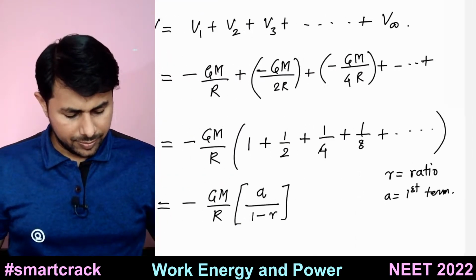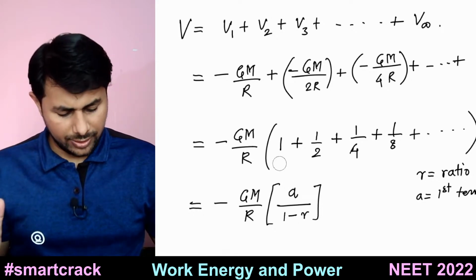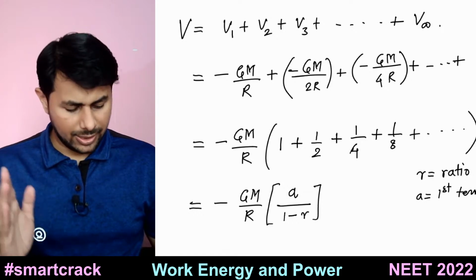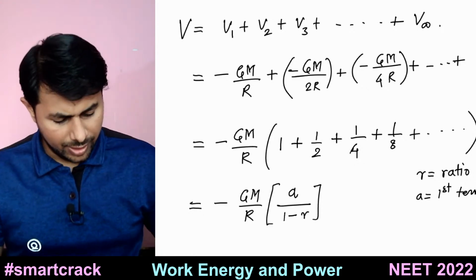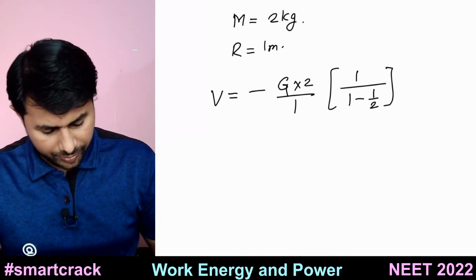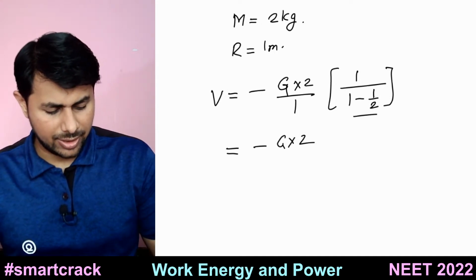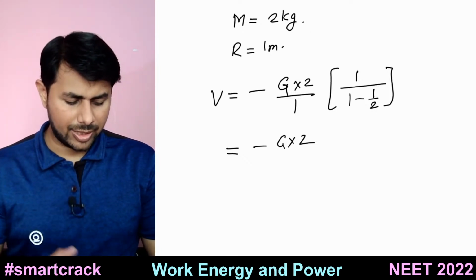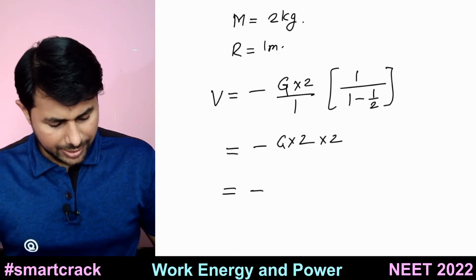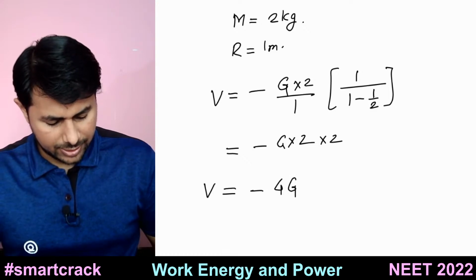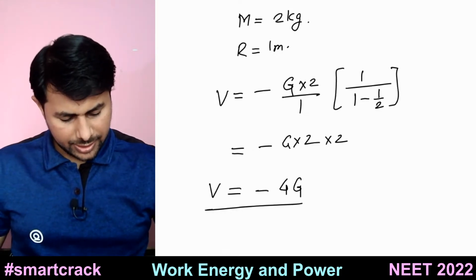Okay, so this is a geometric series. The first term is A, that's equal to 1, and the ratio is R equal to half. Then the result will be A divided by 1 minus R. So if we substitute that, we get minus of G into 2, and this is 1 minus half in the denominator, that is half in the denominator, so it will be 2 in the numerator. Okay, so minus 4G should be the answer. Alright, so minus 4G is the answer.